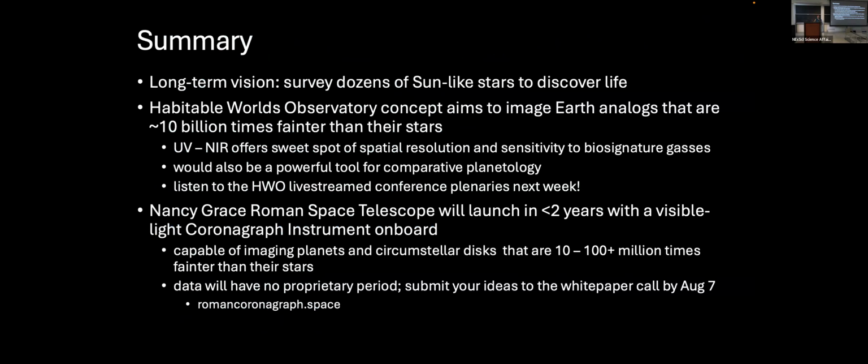So in summary, I've talked a bit about a couple missions that NASA's working on towards finding life around Earth-like planets around sun-like stars. Eventually, we want to get to Habitable Worlds Observatory at the 10 billion to 1 starlight suppression, but we're going to start with Roman coronagraph at the 10 million, 100 million, maybe even a few hundred million starlight suppression level that I think may give us the first opportunity to look at a true cold Jupiter analog and maybe terrestrial planets' own exozodi dust for the first time. And we want to hear from you.